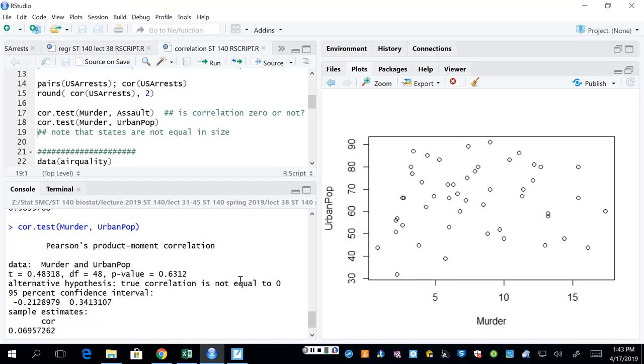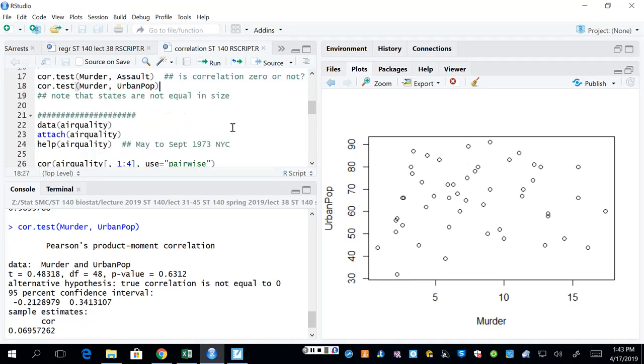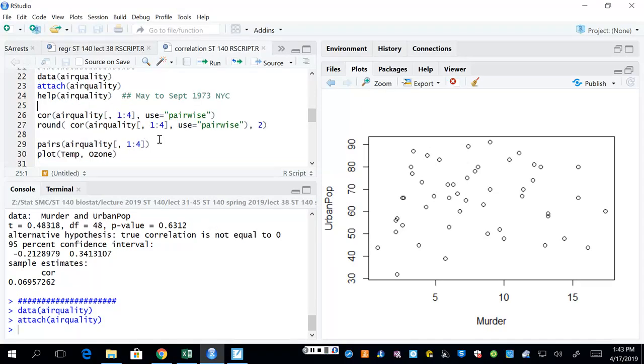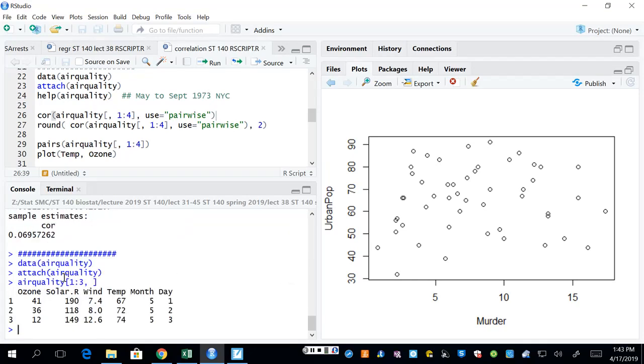The rest of the handout, we won't go through everything on there just because of time, but you could follow through on these if you wanted to see some. There's air quality measurements also from 1973. Look at a few of these rows of this data set. These are measurements in New York City: ozone, solar radiation, wind, temperature. These are the quantitative measurements. We'll skip month and day on this.